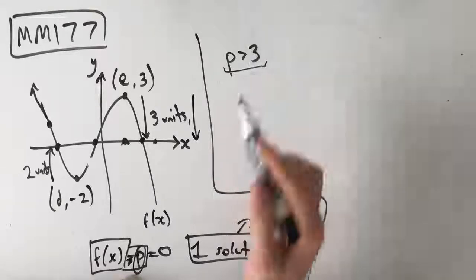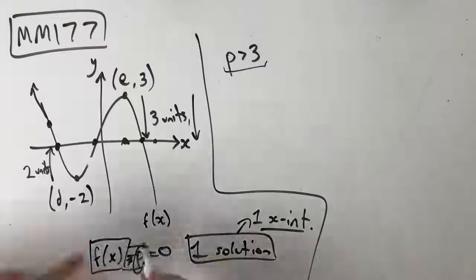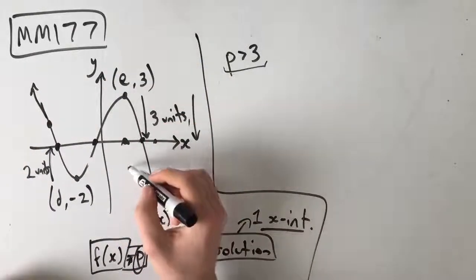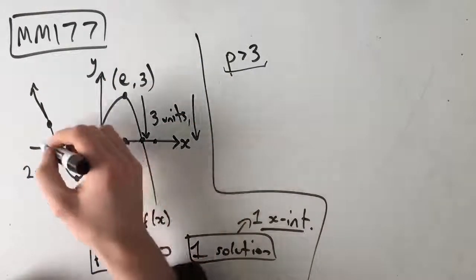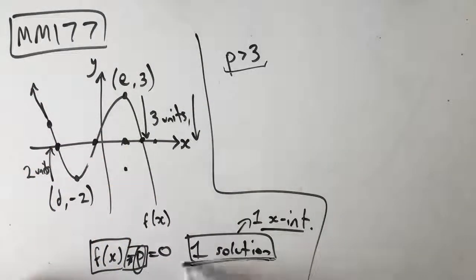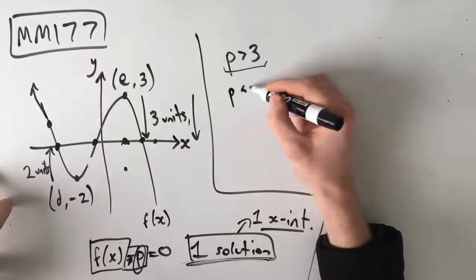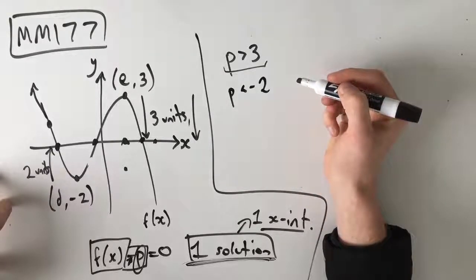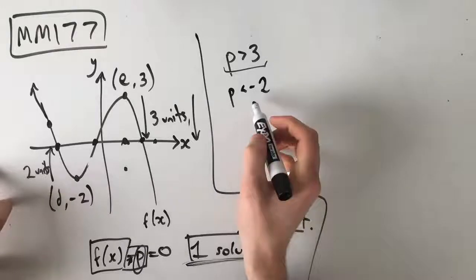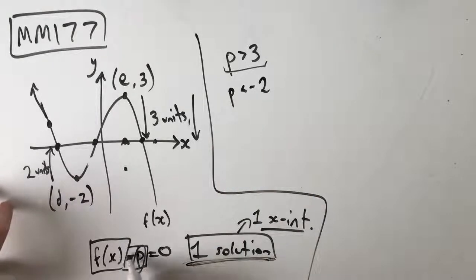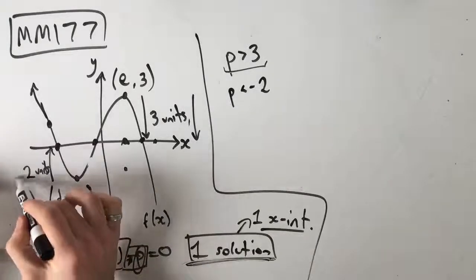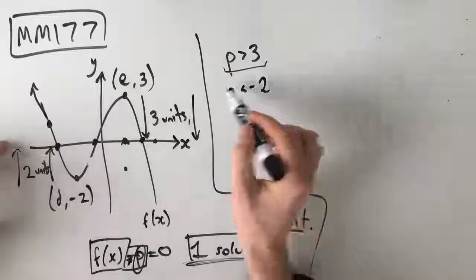Because if p was 5, for example, we would get f(x) - 5, which would move the graph down 5, which means this turning point would now be down here, and we'd have one intercept over here, which satisfies this requirement. Likewise, we need to move the graph up more than 2 units, which means that p needs to be less than -2. Because if we make p equal to -2, we're saying f(x) take away -2, which is the same as f(x) + 2, which means we're moving it up 2 units, so it needs to be less than -2.